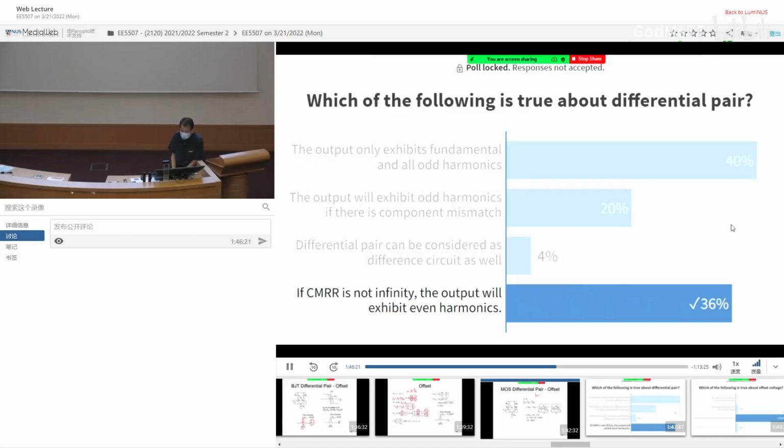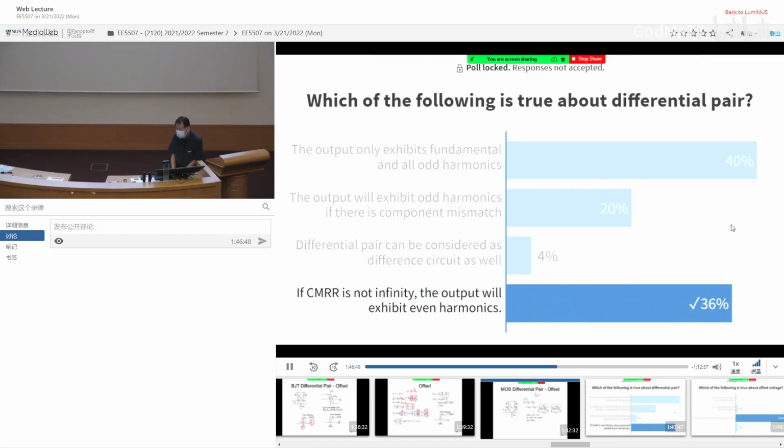The output will exhibit odd harmonics whether there is component mismatch or no component mismatch. Okay? So this statement actually implies that only when component mismatch exists will it exhibit odd harmonics. But we know that is not true. It doesn't matter whether there is a component mismatch or not. Okay? I think the third one is quite clear.